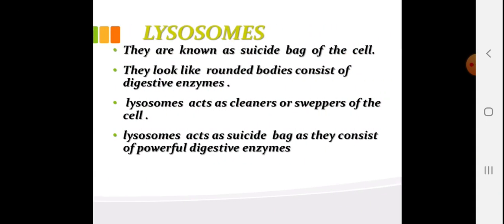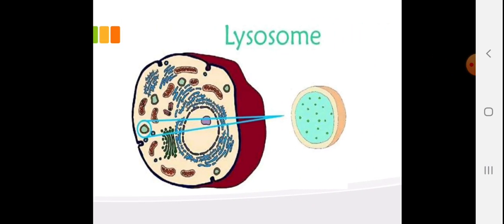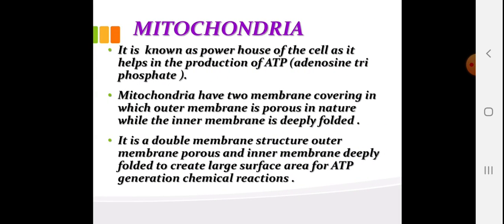Let's talk about the lysosome. They are known as suicidal bags of the cell. They look like rounded bodies and consist of digestive enzymes. Lysosomes act as cleaners or sweepers of the cell. Lysosomes act as a suicidal bag as they consist of powerful digestive enzymes. Now you can find the place of the lysosome within the cell.